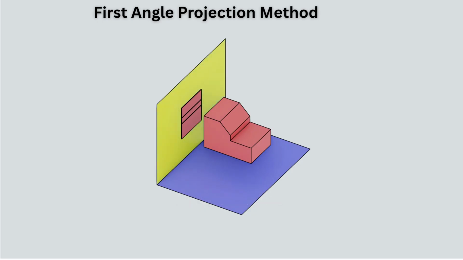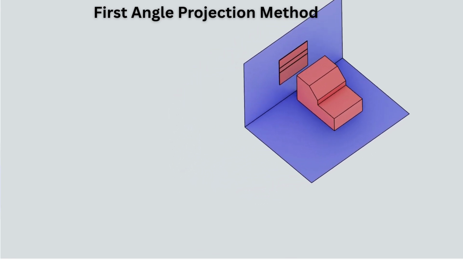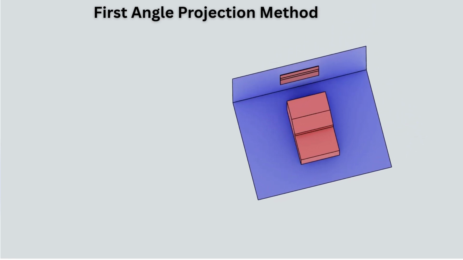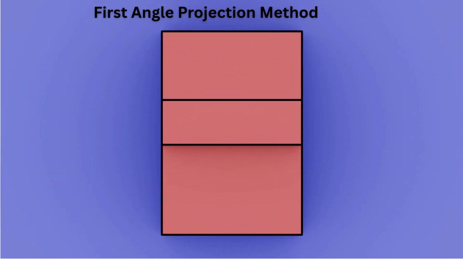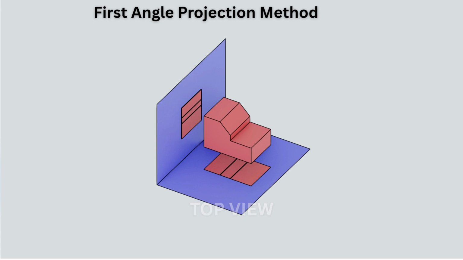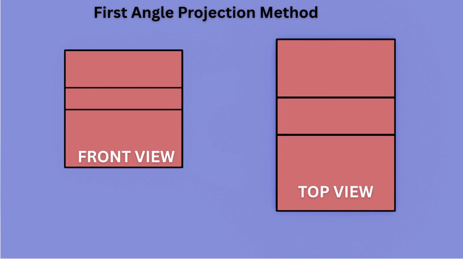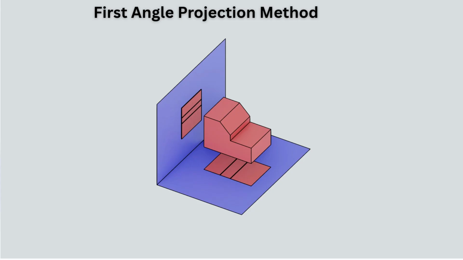Now, let us imagine that we are looking at the same object from above. The view obtained from above is transferred onto the horizontal plane. This view is shown in the drawing as the top view. While the front view shows the general form of the object, the top view helps us understand the relationship between the length and width of the object. For this reason, placing the views correctly is very important for the readability of the drawing. In first angle projection, the front view is placed in the upper part of the drawing, and the top view is placed below it. Now, let us look at the side views.